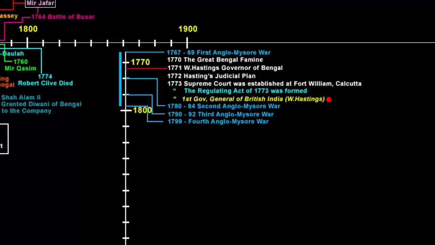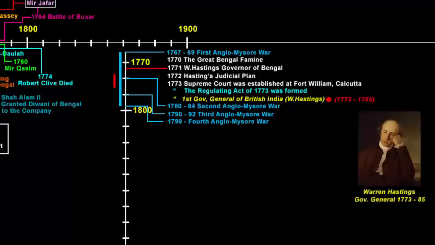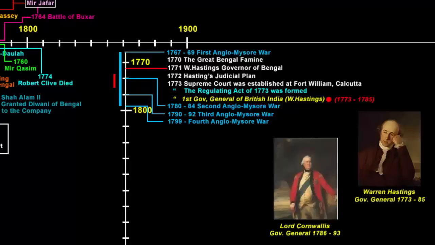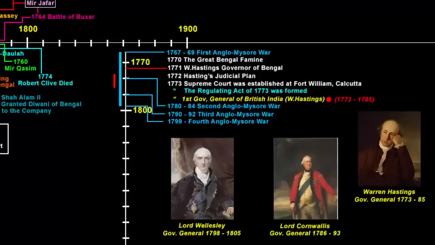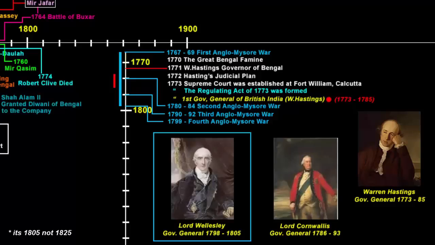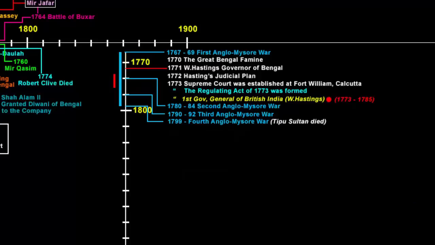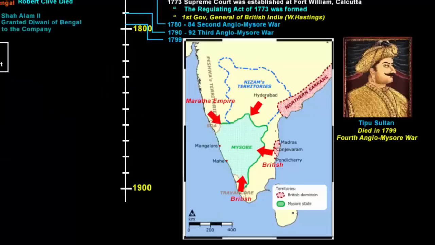Warren Hastings was the Governor General from 1773 to 1785. After him, Lord Cornwallis became the Governor General from 1786 to 1793, and his successor was Lord Wellesley from 1798 to 1825. So it was during Lord Wellesley's tenure, Tipu Sultan was killed, and the company expanded its rule in Mysore. So just now we spoke about the company's rule in Mysore, and how they defeated Tipu Sultan with the help of Marathas and Nizam of Hyderabad.